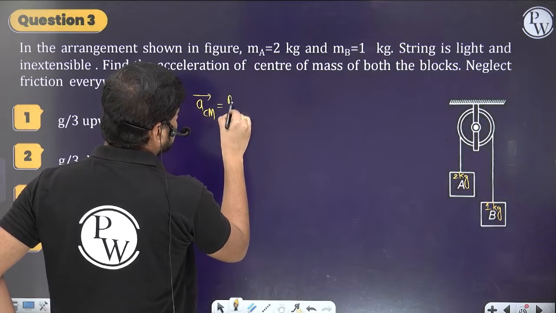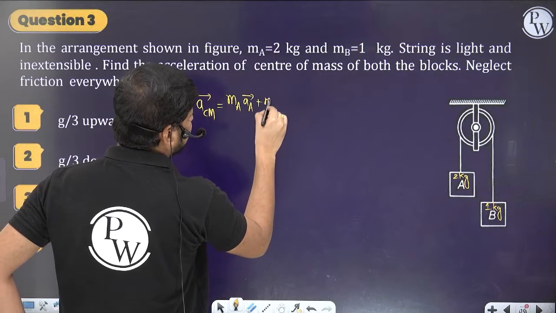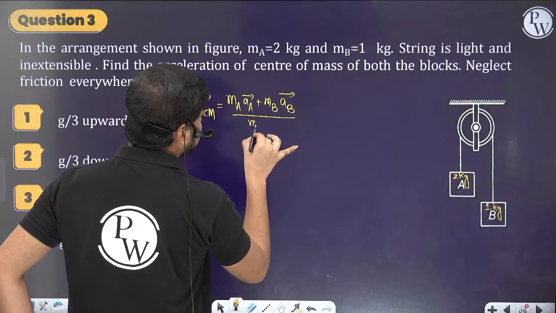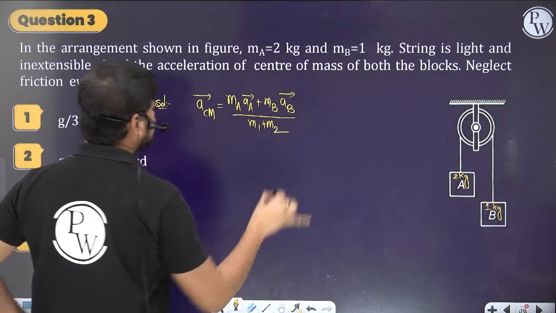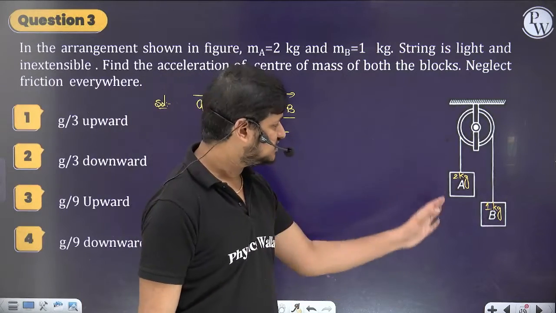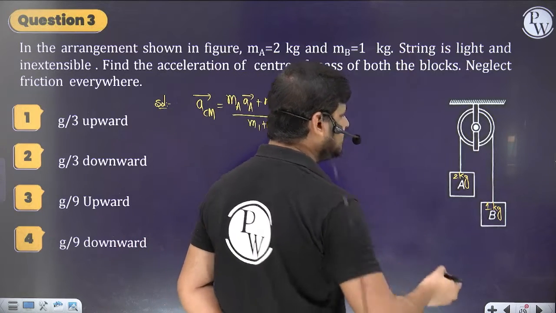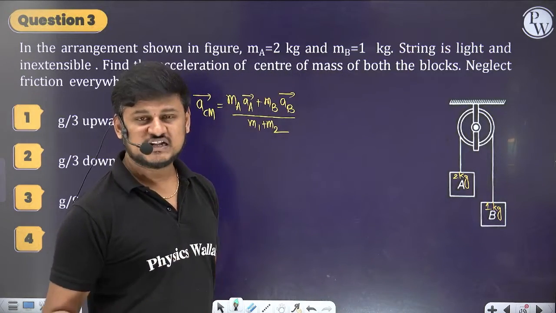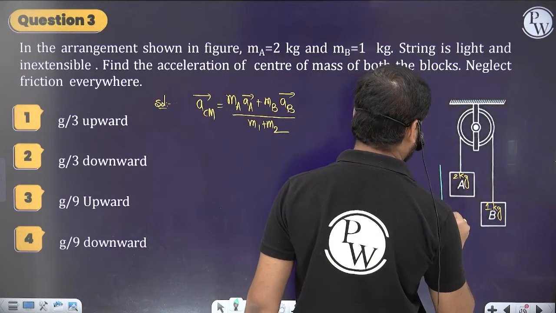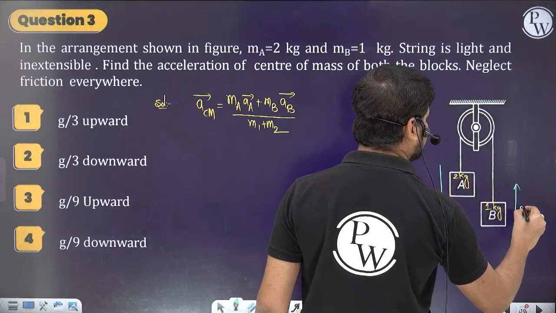You know that the mass of block A into acceleration of block A plus mass of block B into acceleration of block B, by m1 plus m2, is going to be the acceleration of center of mass. But the thing is, we don't know the accelerations of these two. In Newton's laws of motion, we already know how to find the acceleration in these simple pulley questions, right? Here this is 2 kg. Obviously the acceleration of A will be downward and the acceleration of B will be upward.